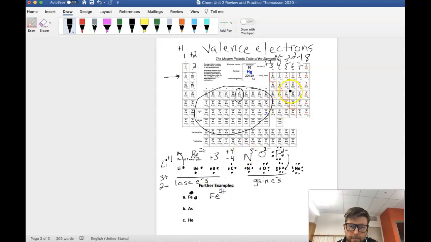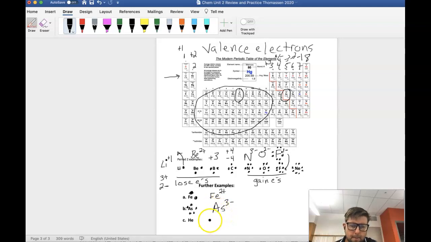Arsenic is over here, element number 33. So it's in the same group with nitrogen. So arsenic has 5 valence electrons. You can draw those in. 1, 2, 3, 4, 5. And it would be likely to gain 3 and become a 3 minus charge, because if it gains 3 to get up to 8, that magic number of 8, it will have 3 extra electrons and be a negative 3 charge.